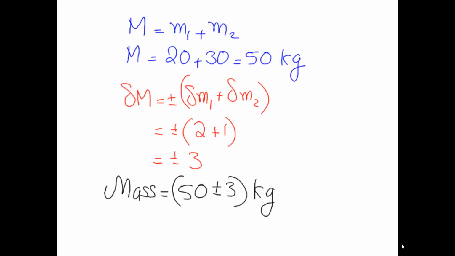Look at the working. The total mass is the sum of the two masses, and the total uncertainty is the sum of the two uncertainties. So you have to copy this solution.